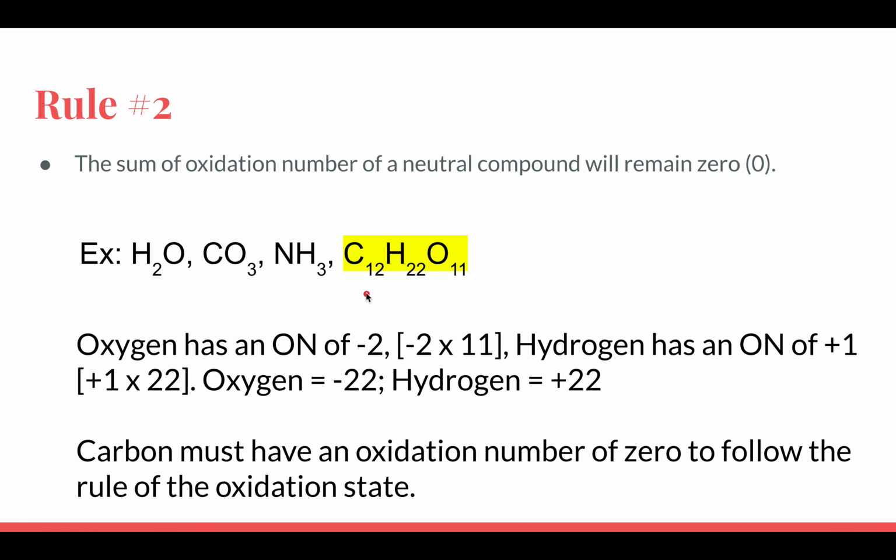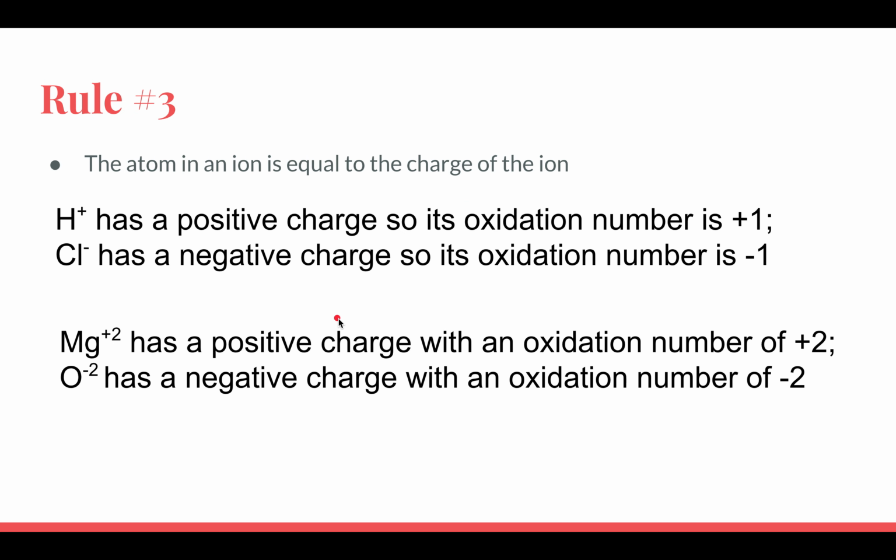Rule number 2. The sum of the oxidation numbers in a neutral compound will remain 0. So, for example, H2O, CO3, and H3, and the formula for sugar, C12H22O11. We'll get a little further into detail with this as I go through the rules. I'll come back to this.